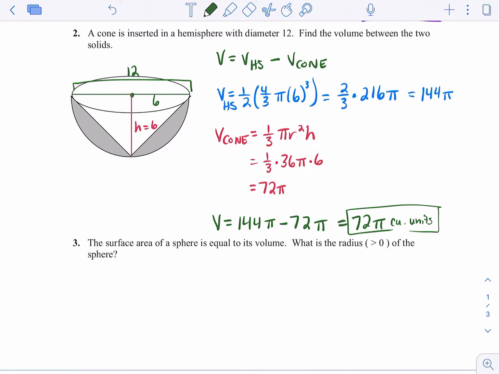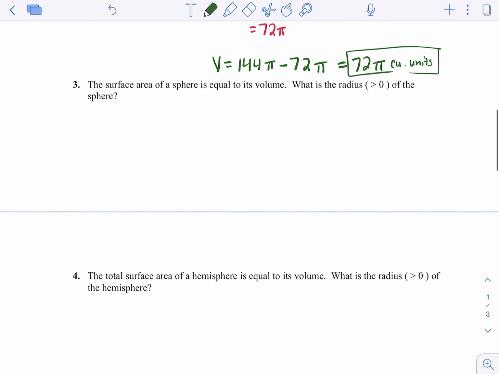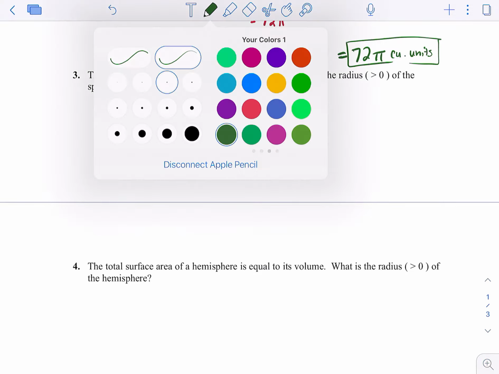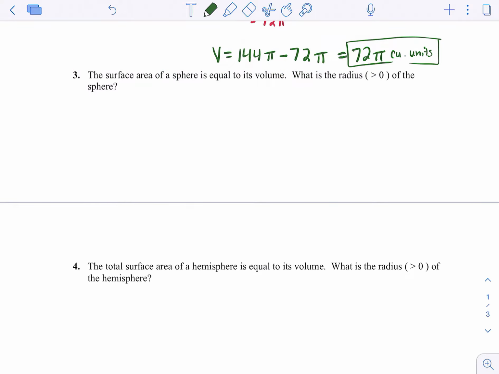Even if you feel like you got it, I would stick with me through at least problem 3, because we're going to go back and we're going to actually do some factoring. We're going to work more with the variables than we have ever worked with them before. So for number 3, here's what we got. The surface area of a sphere is equal to its volume. What is the radius, and it has to be greater than 0, of the sphere.